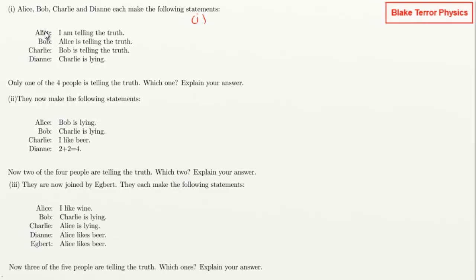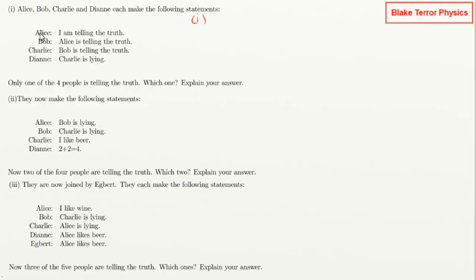Okay, so one of them is telling the truth. Alice is saying that she's telling the truth. Bob is saying that Alice is telling the truth. That's already causing a problem, I think. Charlie's saying that Bob is telling the truth, and then Diane is saying that Charlie is lying. So it looks like the first three of them are all saying the same thing, aren't they?